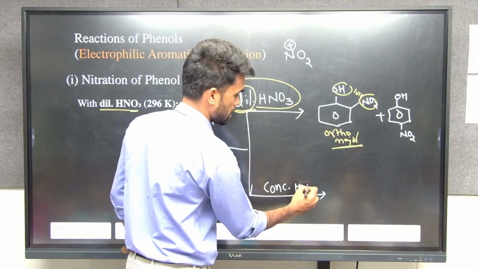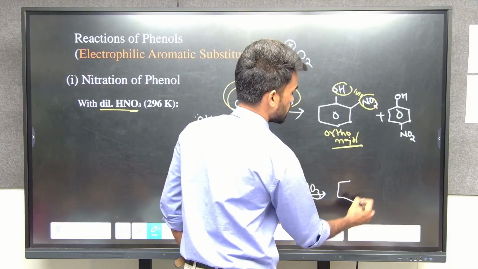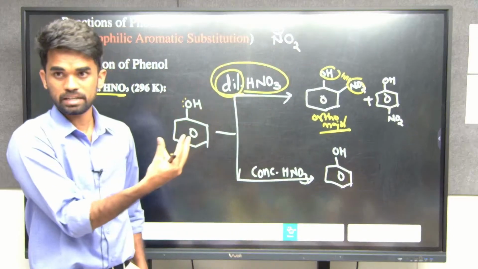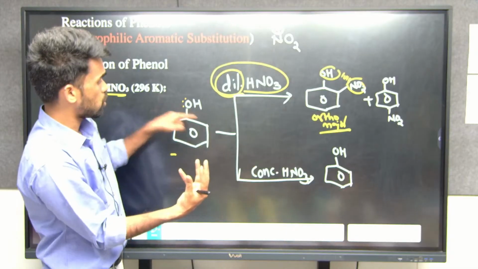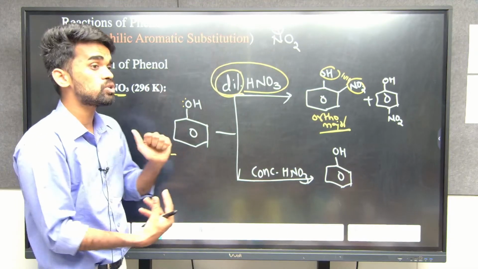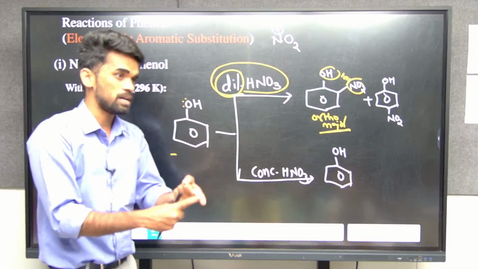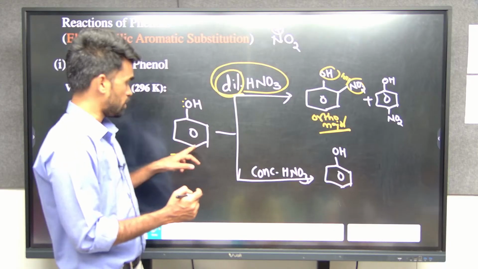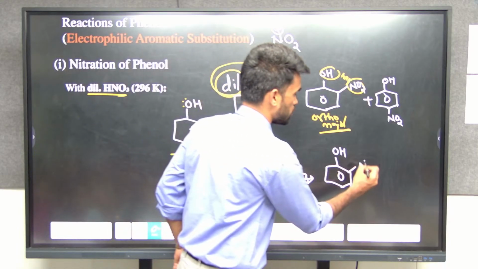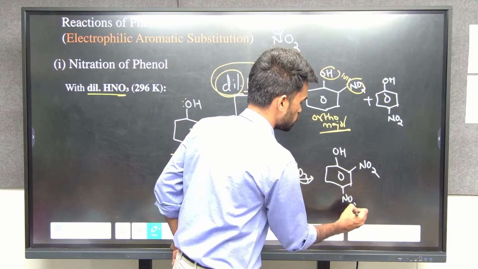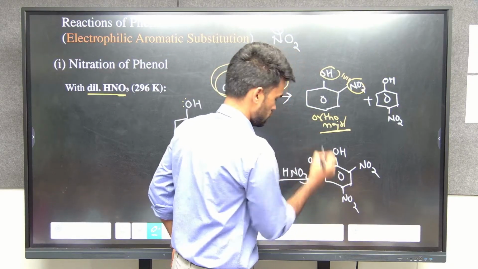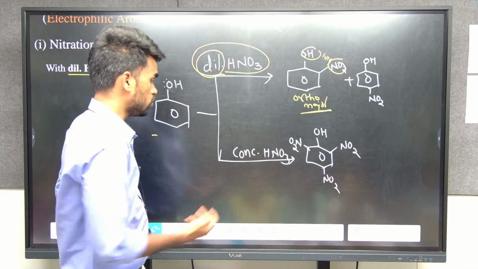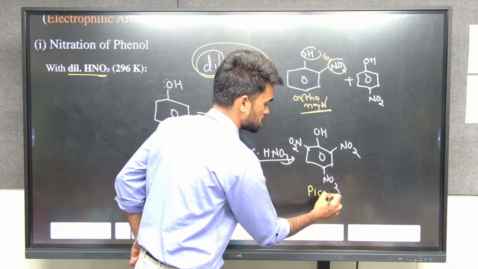Now instead of dilute HNO3, if I use concentrated nitric acid, you are going to get a product like this. Since it is concentrated, more electrophiles will be generated, and they will attack the ring strongly. All electrophiles go to ortho or para positions. How many ortho positions are there? 2. How many para? 1. So all those positions are occupied by nitro groups: NO2, NO2, NO2. This is your answer, in the concentrated case. This is called picric acid.